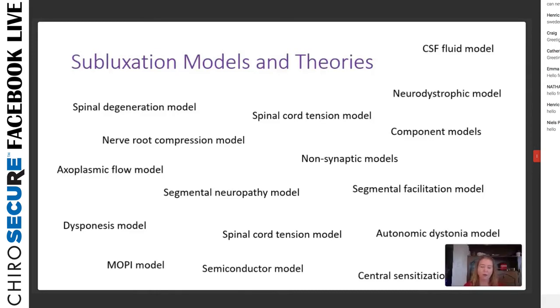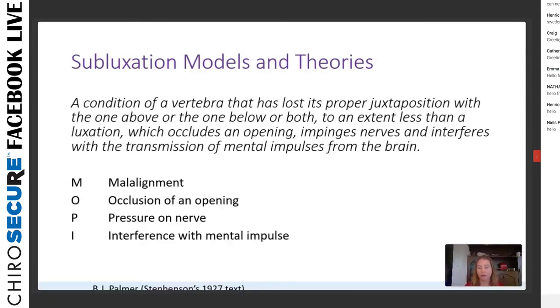So I've picked out one that I wanted to talk to you a little bit closer about, and that's the MOPI model: the misalignment, the occlusion of an opening, the pressure on the nerve, and the interference with the mental impulse. And this started with BJ, if I've got my history correct, and feel free to correct me. But it was BJ that really started to talk about this bone out of place squashing the nerve. And I think, from my understanding again, he came up with this because it was a good theory or model to sell it to the public, to try and explain what was going on.